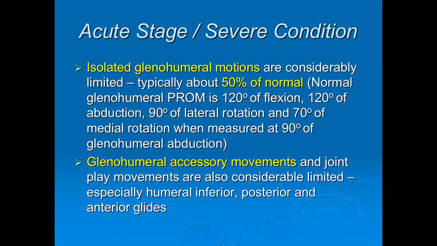The glenohumeral accessory movements and joint play movements are also considerably limited, specifically the humeral inferior, posterior and anterior translation.